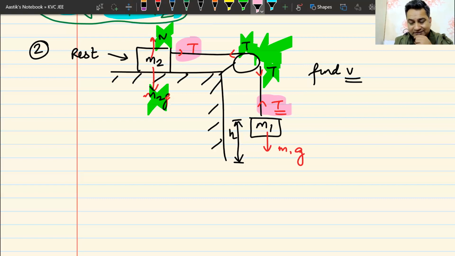Now remember this. If you don't remember it, we had found out the constraint relation using a thing which I call the virtual work principle. Does anyone remember the virtual work principle?